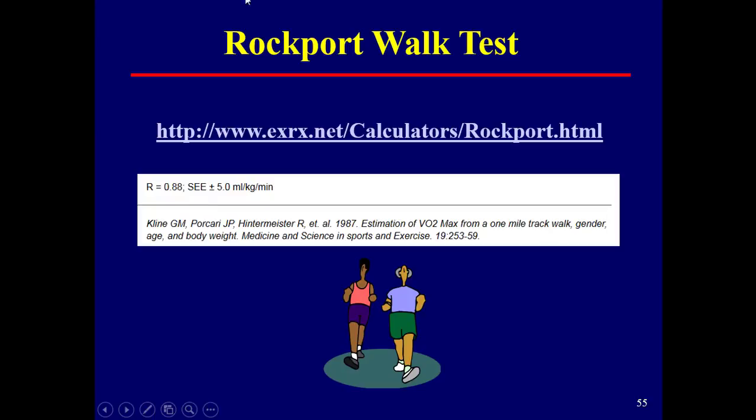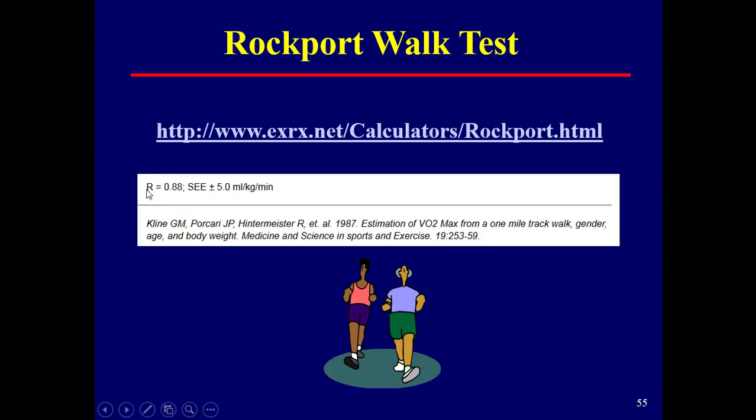If you're interested, I have a website here that you should click onto. You can see here, this is the Rockport walk test. We often give this to more deconditioned people to estimate their VO2 max. You go onto this little calculator, you plug in your age, your body weight, and how long it took you to walk 1 mile on the track. And we can come up with a pretty good prediction of what your VO2 max is.